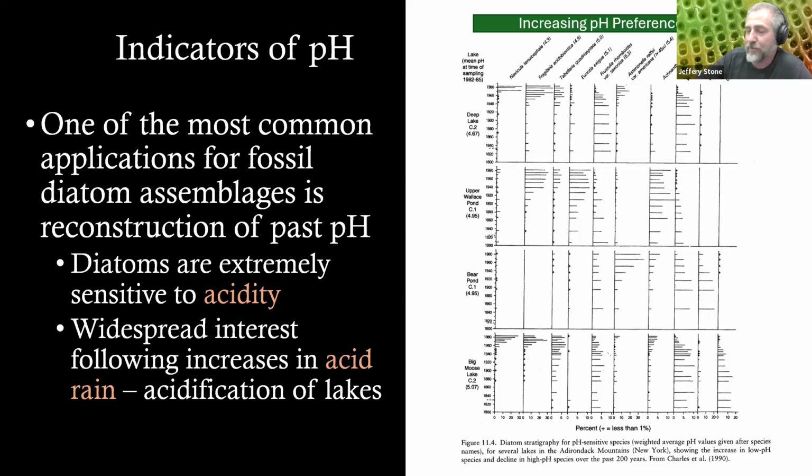And so they have preferences for different pHs at the species level, but also there are some broad genera that tend to fall into categories where assemblages that are dominated by them would be more representative of either low pH or high pH conditions. So I will talk a little bit about the effect of pH.